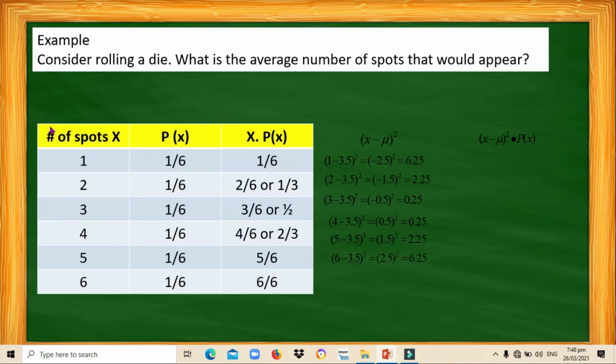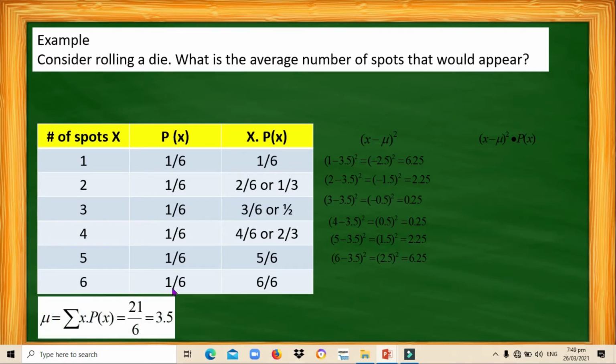Then multiply the spots by the probability: 1 times 1 over 6 is 1 over 6. 2 times 1 over 6 is 2 over 6 or 1/3. 3 times 1 over 6 is 3 over 6. 4 times 1 over 6 is 4 over 6, and so on. To compute the mean, the formula is mu equals the summation of x times the probability of x. Sum this up, and the result is 21 over 6, which is equal to 3.5.